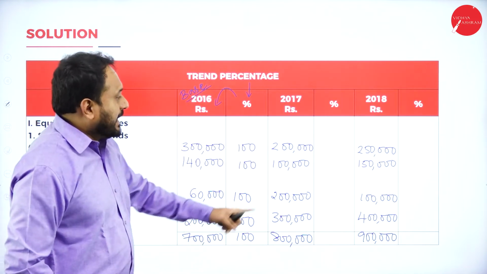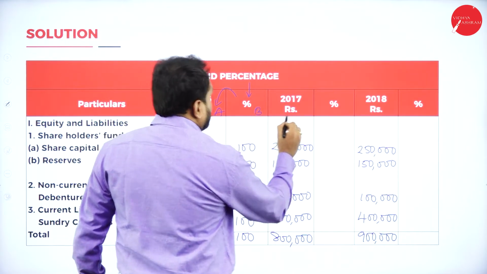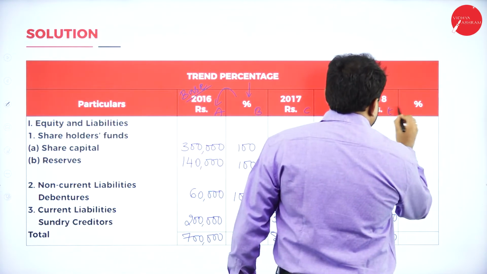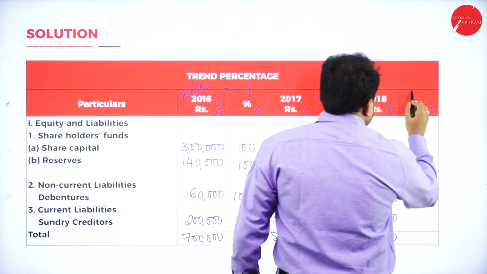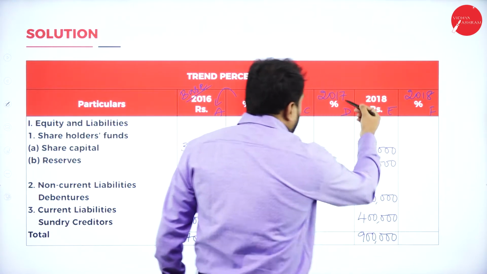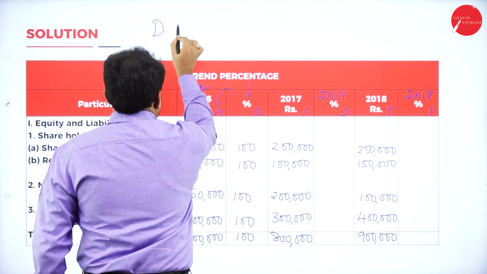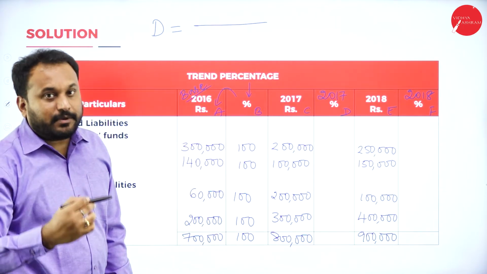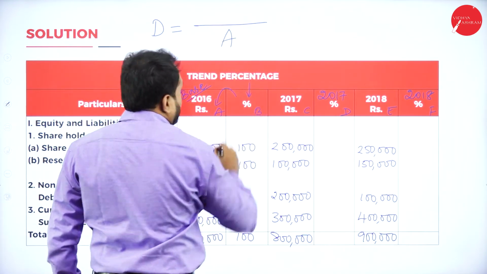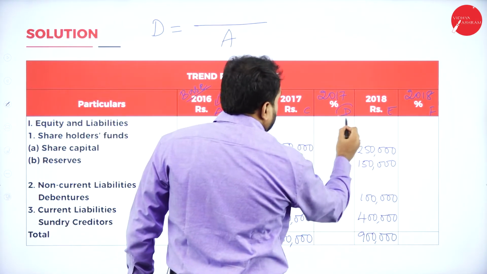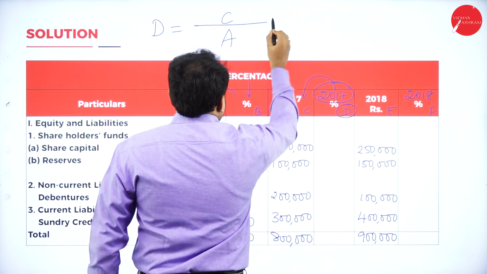Done. Now how to calculate this? I told you the formula here. Denote this as A, B, C, D, E and F. Now this is for 2017 percentage. This is 2018 percentage. Now we want this 2017 percentage. We denote that as D. So D is equal to. Now in the question paper, what is the base? The base is 2016. So it is A. So base is A. Now we need to calculate D. For 2016, what is the rupees? That is C here. C into 100.